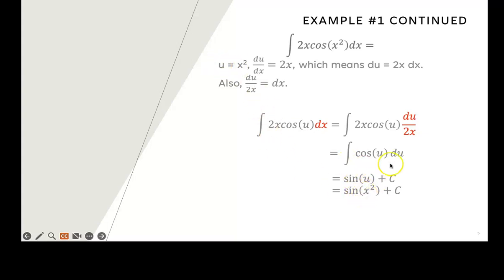U equals x squared. And so we substitute that back in and we've got our antiderivative. And again, you can always take the derivative of our antiderivative and it should match what the integrand says. So in this case, when I take the derivative of sine of x squared plus c, I'm going to get cosine of x squared times the derivative of x squared, which is 2x, which matches what I have up here.